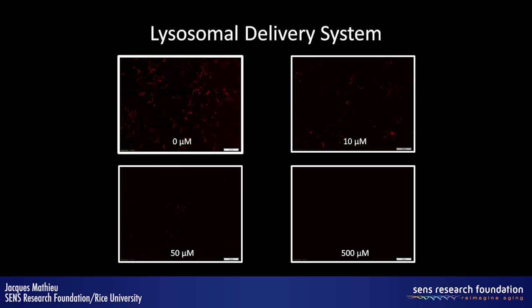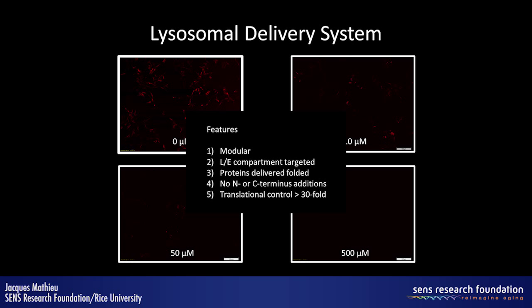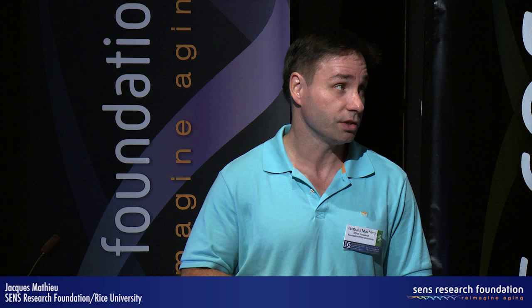This is our lysosomal delivery system. I'll just go through this briefly. It's just showing, basically, I get full expression. We have an inducer, a repressor molecule. It's repressed at the translational level, and I get actually over 30-fold repression with this delivery system. I can't exactly explain what it is, IP issues at this point, but it's modular, it's targeted to the endosome and lysosomal compartments. The proteins are delivered fully folded, there's no extra additions, and we have good translational control.